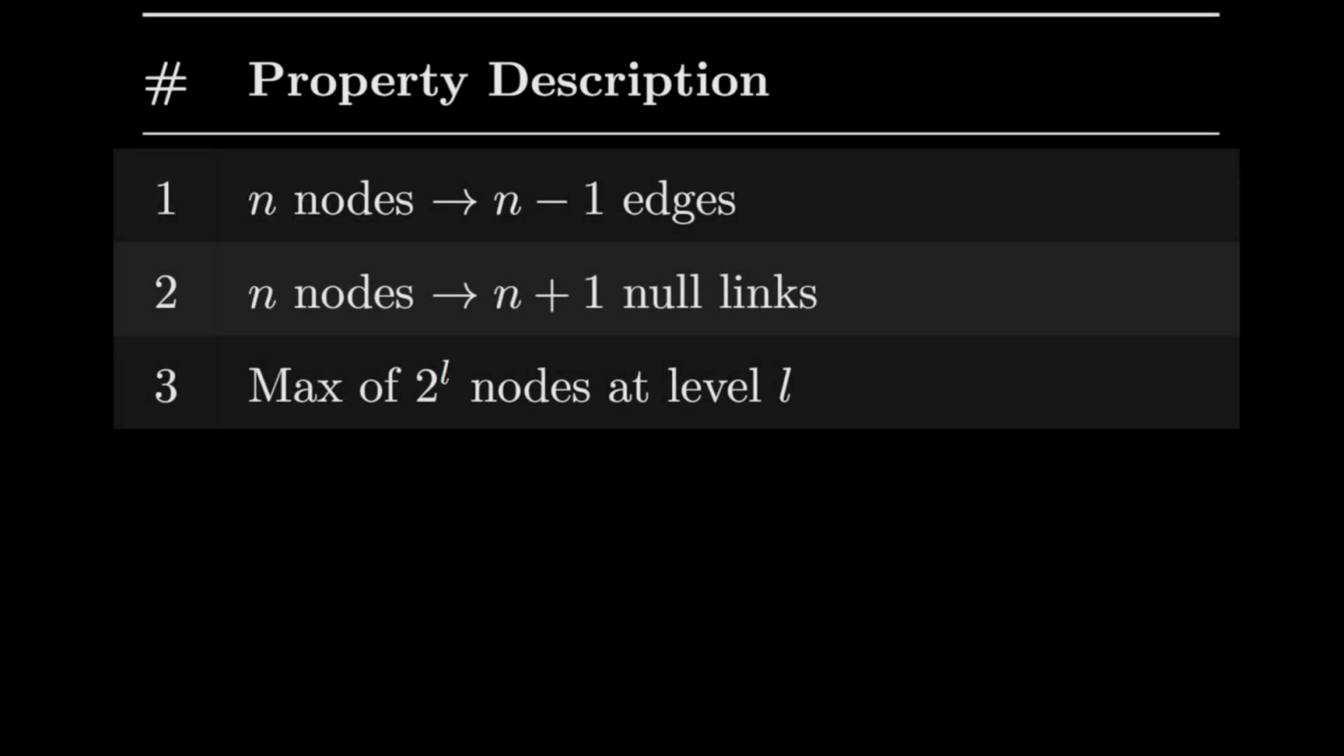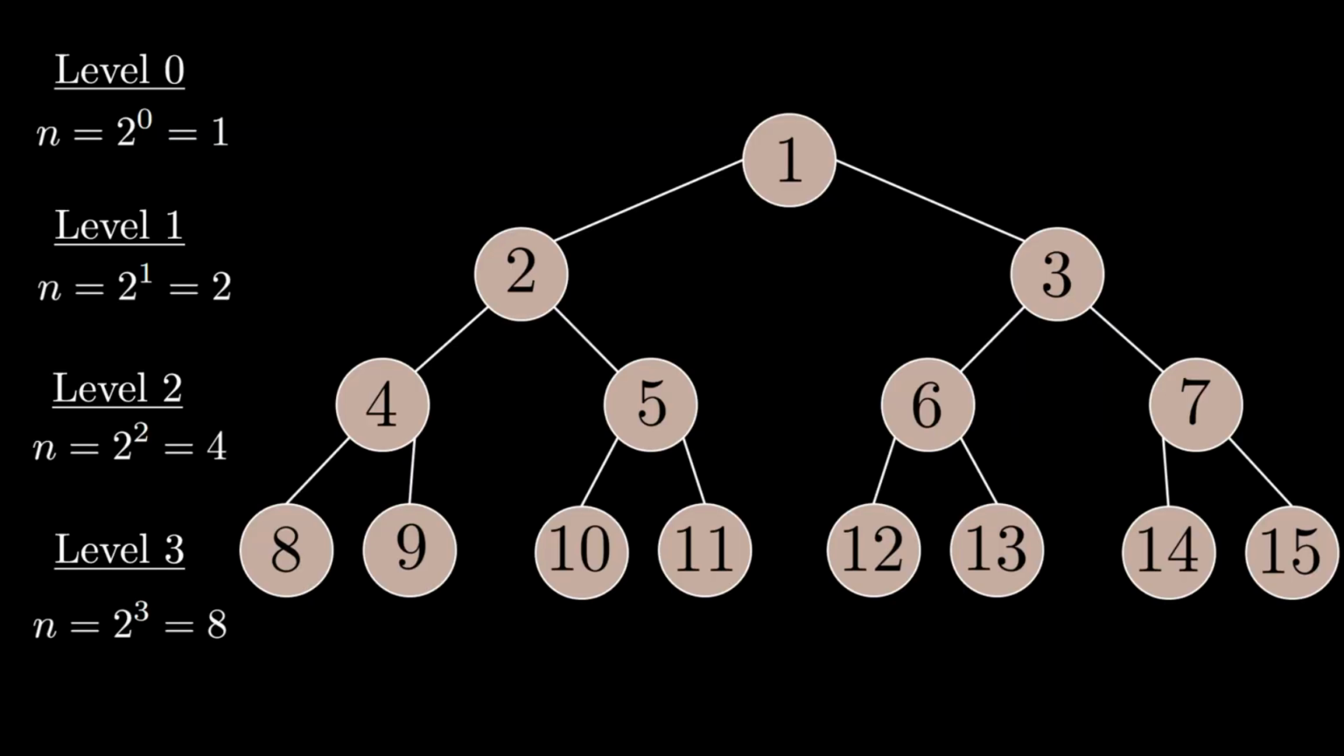The maximum number of nodes on level L is 2 raised to the power of L. This is because each node can have up to 2 children, so the number of nodes doubles at each level as you move down the tree. This property is easy enough to see in this example, where we have a perfect binary tree of height 3.